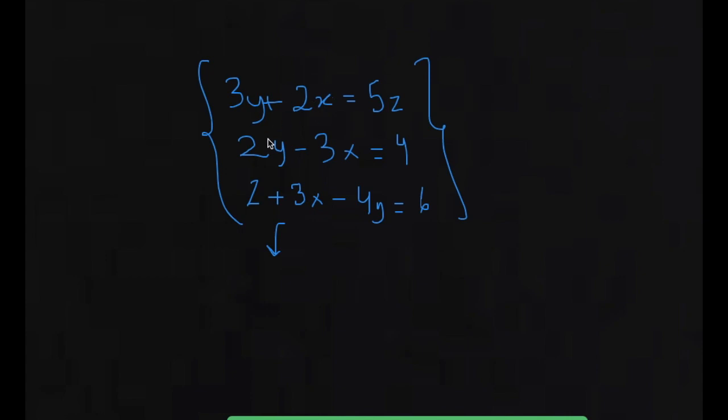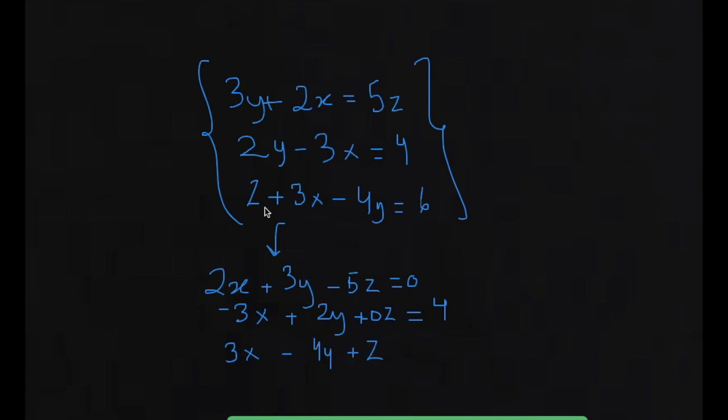I'm going to move all of the x values in each equation to the very left. So here we have 2x. I'm going to put y next, plus 3y. And I'm going to bring the 5z over, so the right side is only constants. Plus 5z equals 0. Next, we have negative 3x, just bringing that to the front, plus 2y plus 0z, just as a placeholder because we don't have any z's in the second equation, equals 4. Then we have 3x minus 4y plus 1z equals 6.